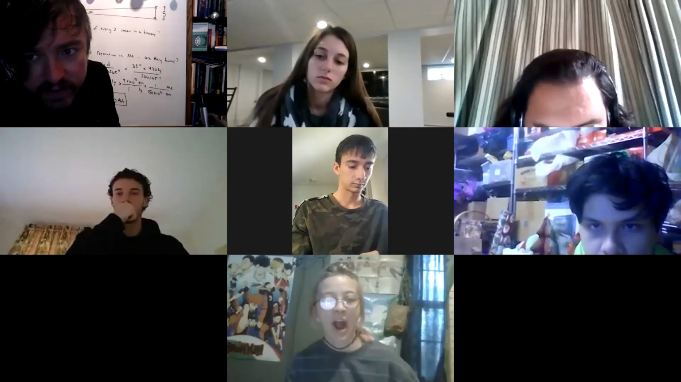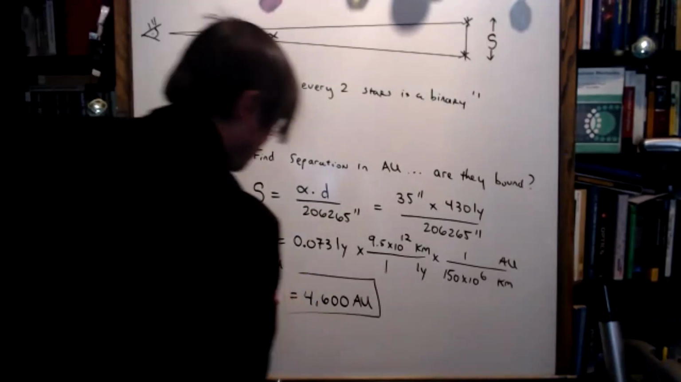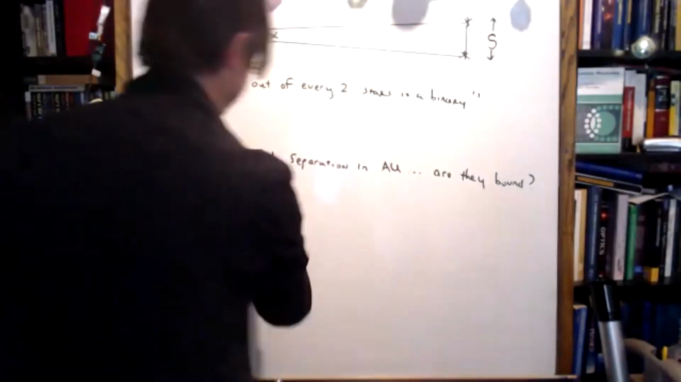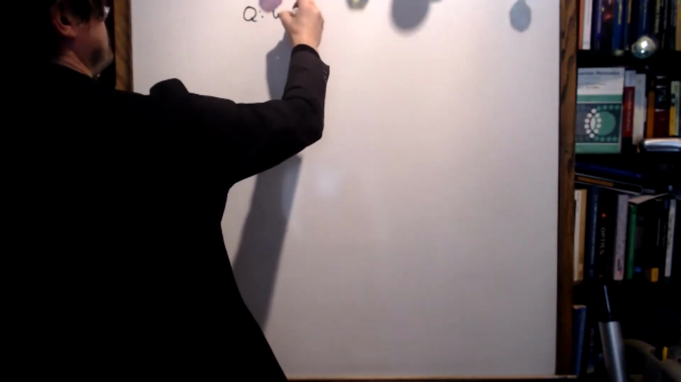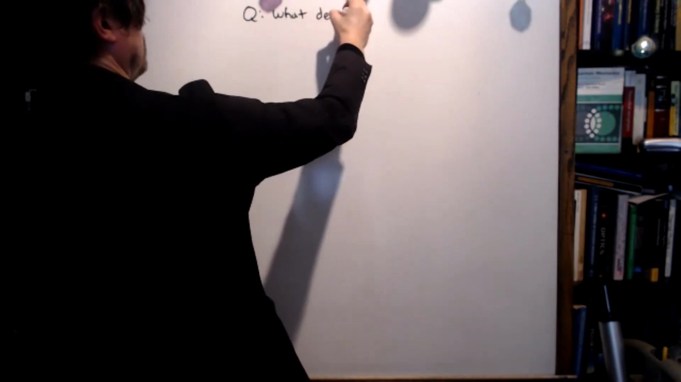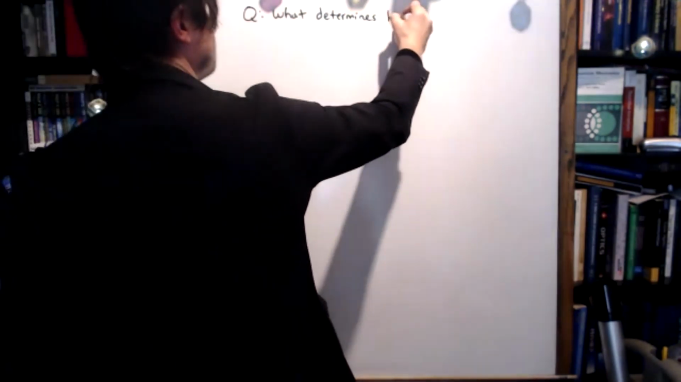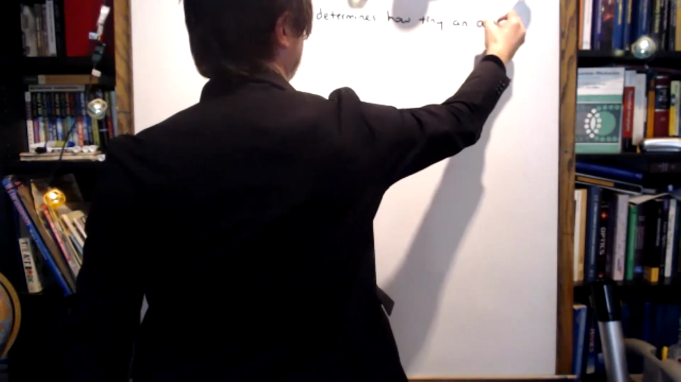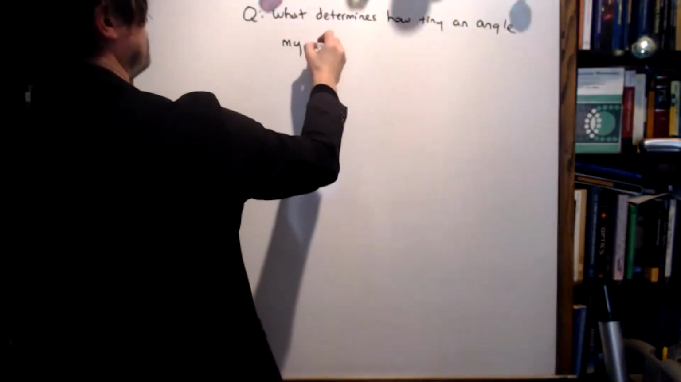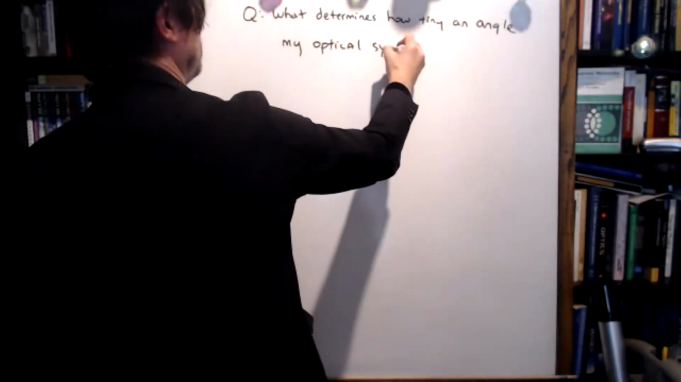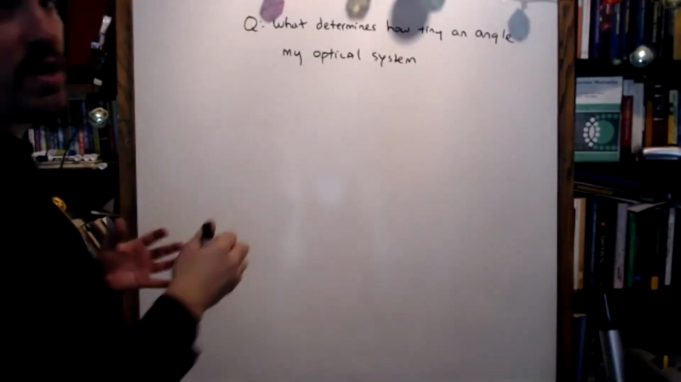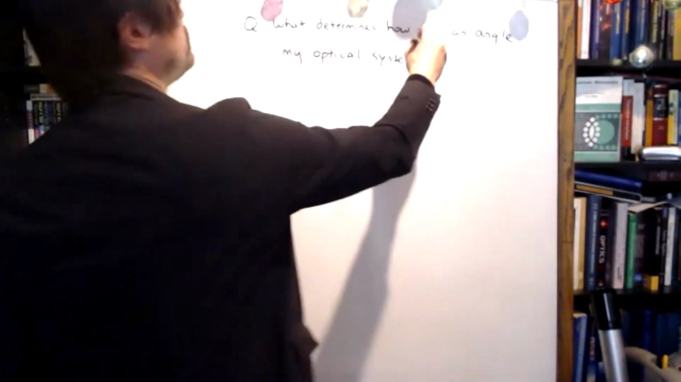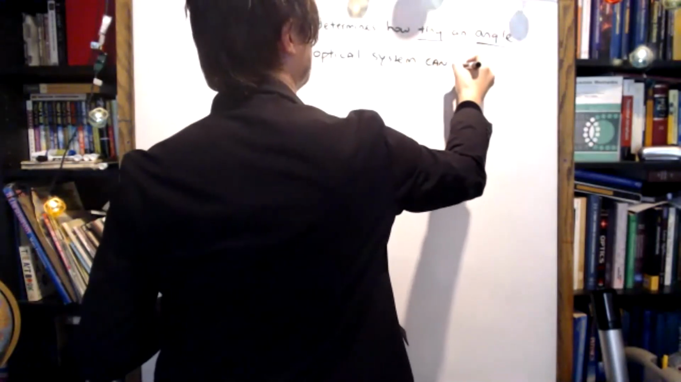So let's start with some notes here. Let's talk about diffraction, or actually, let's start by asking this question. What determines how tiny an angle my optical system could see? It could be an eyeball, or it could be a telescope or a camera. What determines how tiny an angle my optical system can see?